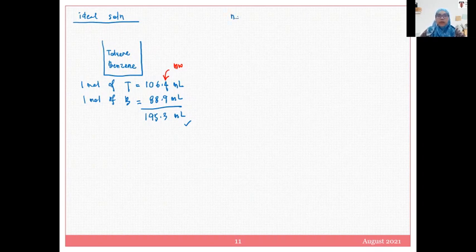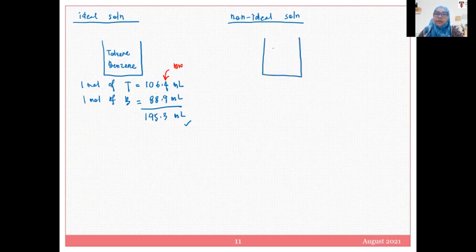How about for the non-ideal solution? What is the difference between the ideal and non-ideal? For the ideal solution, the species are chemically the same, right? Whether the shape is similar, or it comes from the same group, or it has the same size, we call it an ideal solution. But when we refer to the non-ideal solution, it has chemically different species.